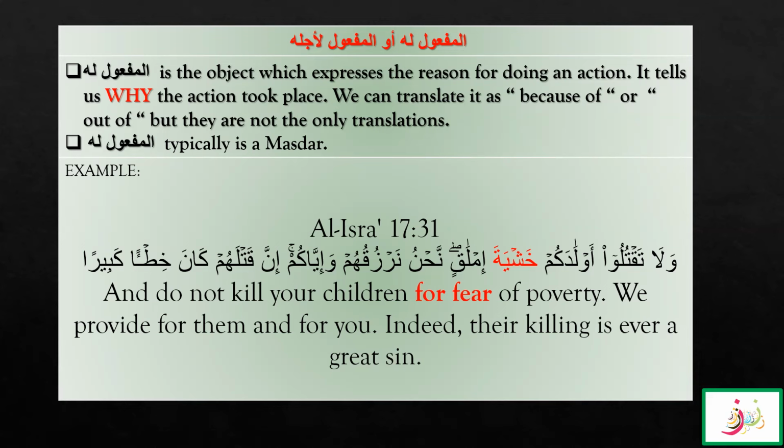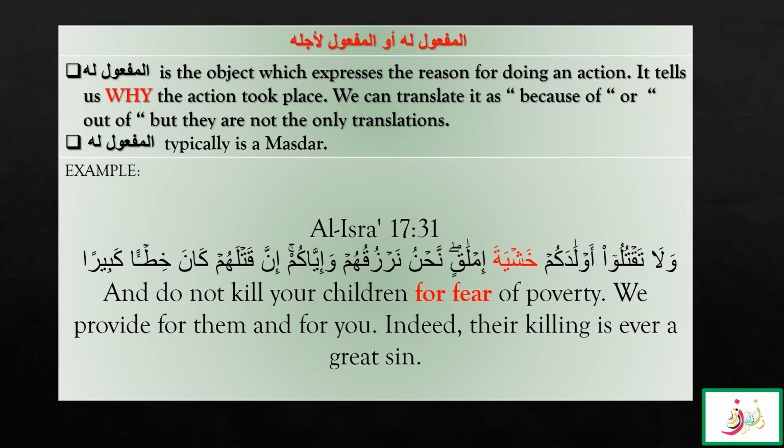وَلَا تَقْتُلُوا أَوْلَادَكُمْ خَشْيَةَ إِمْلَاقٍ نَحْنُ نَرْزُقُهُمْ وَإِيَّاكُمْ إِنَّ قَتْلَهُمْ كَانَ خِطْئًا كَبِيرًا. And do not kill your children for fear of poverty. So here we can see the action that is taking place and why the action is taking place. It is because of the fear, or it is out of the fear of poverty.